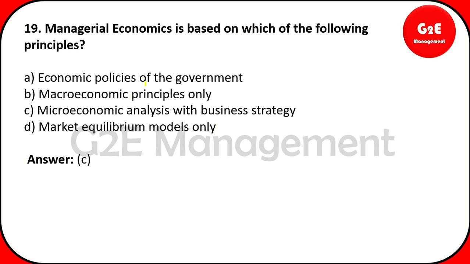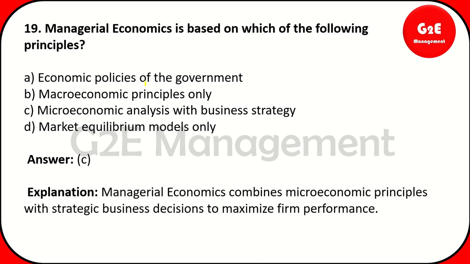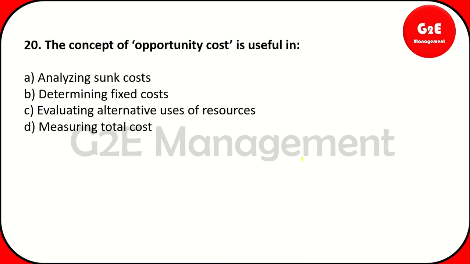Okay, so that's the reason the PYQ is very, very important. Whatever theory you study, you can study very little, but if you are practicing MCQs on the related topic, you will get an idea of how you can answer it. Okay, so for the explanation of this one, managerial economics combines microeconomic principles with strategic business decisions to maximize the firm's performance. And for the next question, the concept of opportunity cost is useful. Opportunity cost, in a sense, I told you the word you need to keep in mind is alternative.